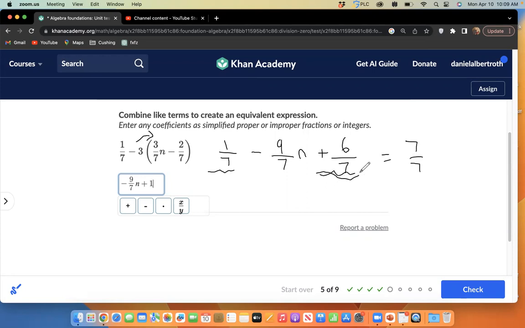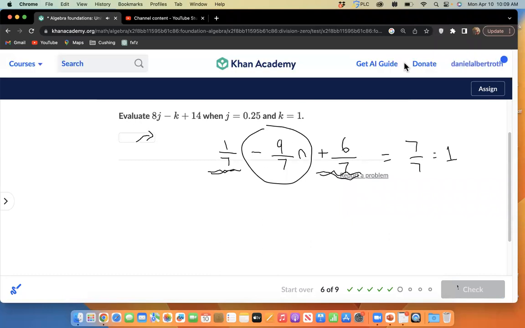That's just the numbers here. Equals 7/7, which is 1. So I neglected this. I put this in the answer. But anyway, the 1/7 plus 6/7 equals 1 because 7/7 is the same as 1. So I think that'll give it to us. Let's check it. Very nice.